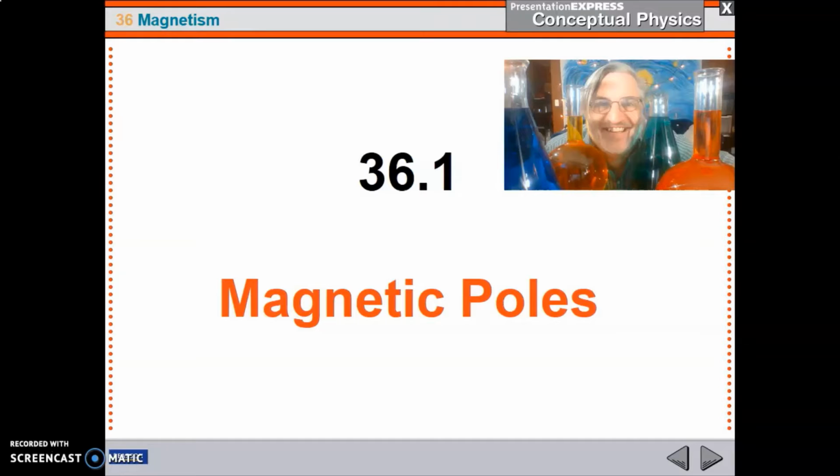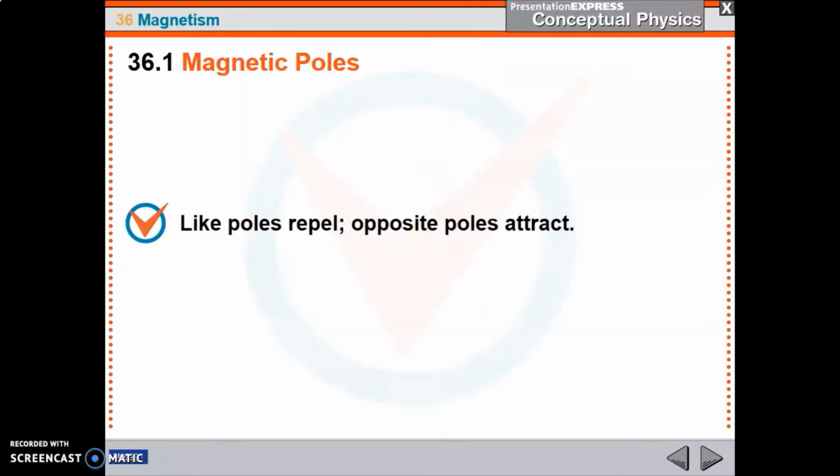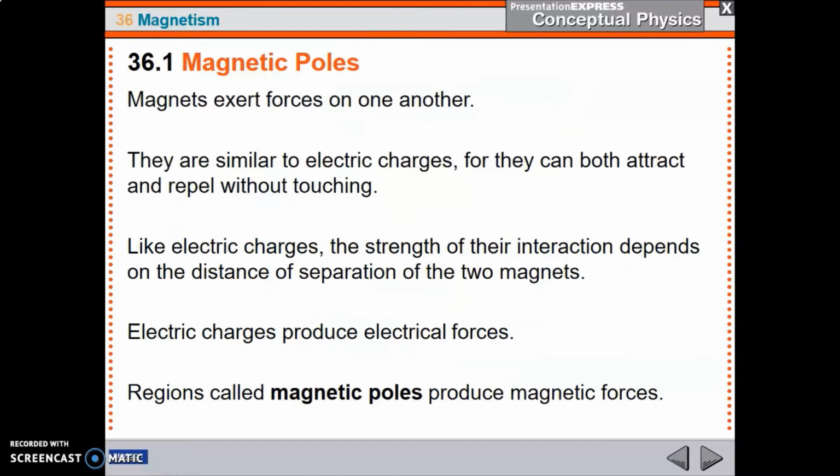Section 1, magnetic poles. Like poles repel, opposite poles attract, just like electrics, right? Magnets exert forces on one another. They are similar to electric charges, where they can both attract and repel without touching. So they're a force field. Like electric charges, the strength of their interaction depends on the distance of separation of the two magnets.